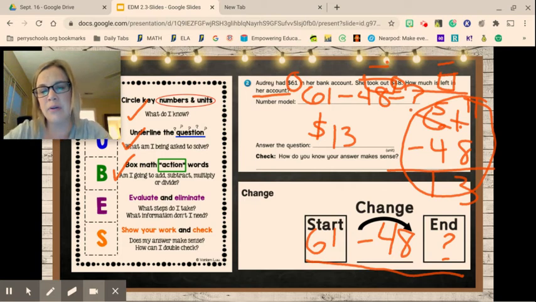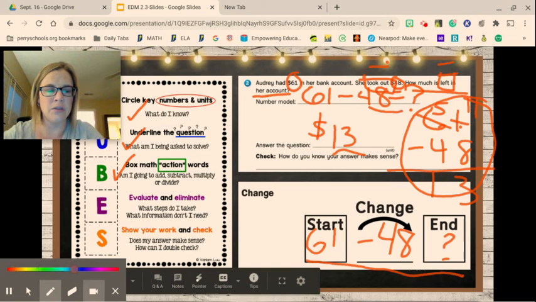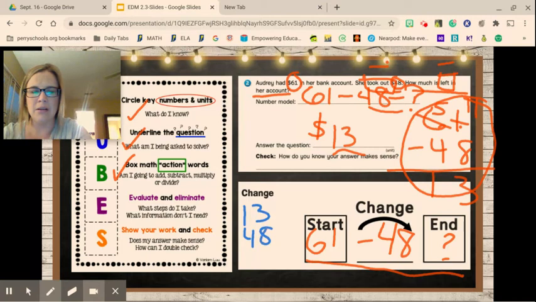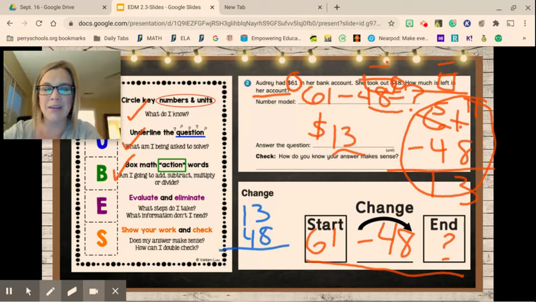Now, how do I know my answer makes sense? Well, I could go backwards and I could add these things together. So if I add what she has left, $13, to what she took out, I should get what she had in the beginning. So I'm going to add those two numbers together, 13 and 48. And I should come up to 61. So 8 plus 3 is 11. I'm going to carry that 10, and 1 plus 1 plus 4 is 6. So my answer does check when I solved it.